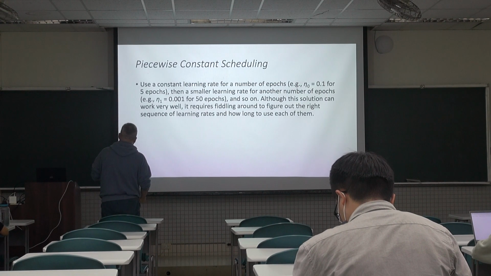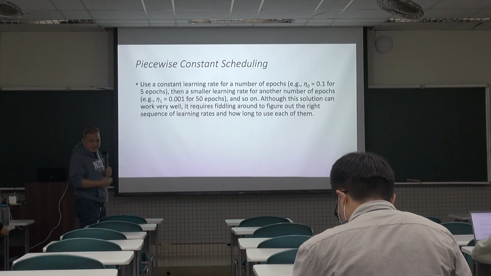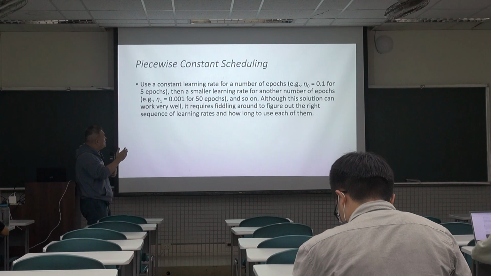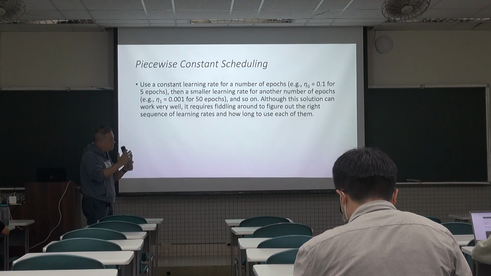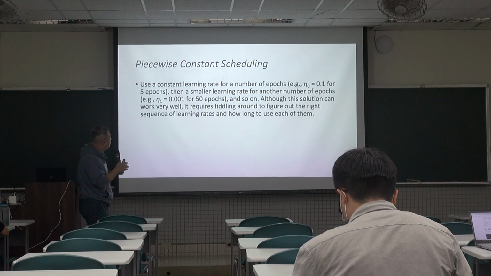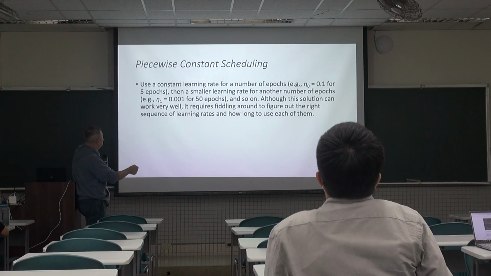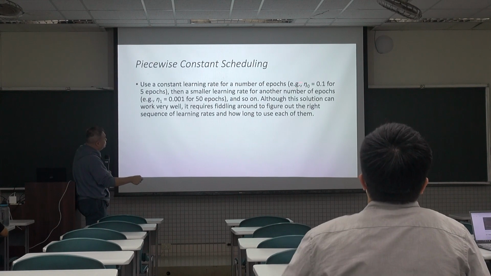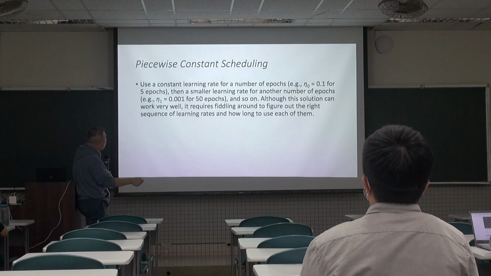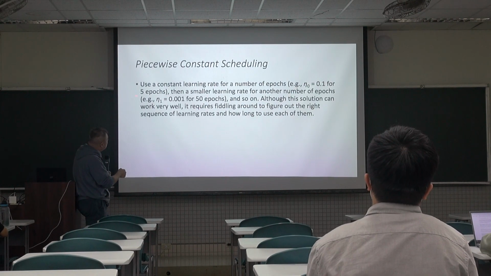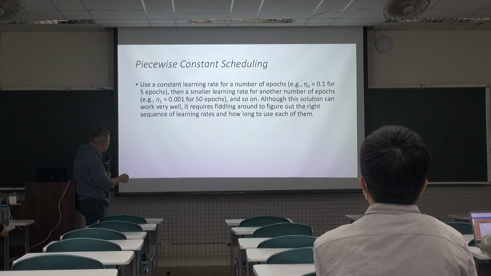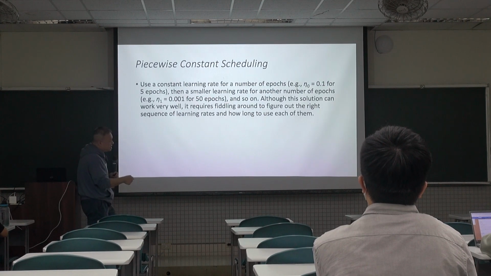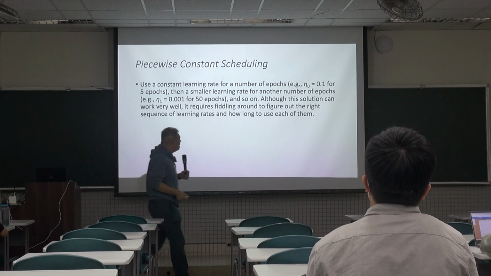The third one is called piecewise constant scheduling. This is very, very simple. Basically, every couple of epochs we change the learning rate to a certain number. For example, eta 0 is 0.1 for the first 5 epochs. Then we change to a smaller one, such as 0.001 for the next 50 epochs, and so on.